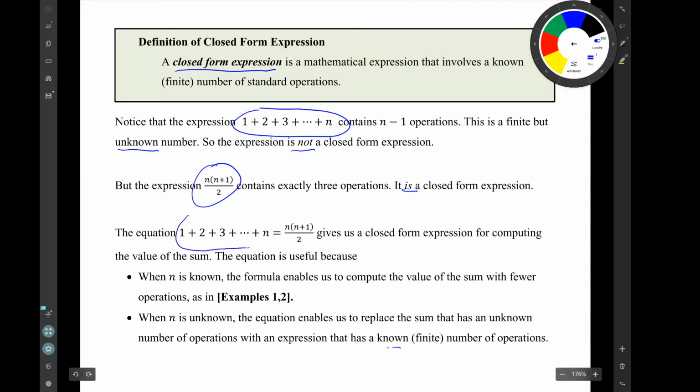This equation gives us a closed form expression for computing the value of a sum. That equation is useful because when n is known, the formula enables us to compute the value of the sum with fewer operations, like we did in these two examples. And when n is unknown, the equation enables us to replace the sum that has an unknown number of operations with an expression that has a known, a finite number of operations.